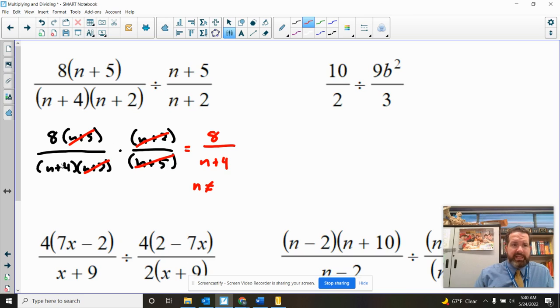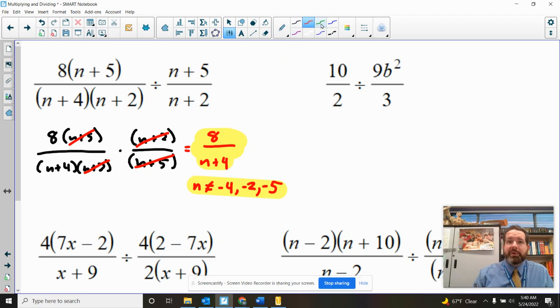I need to make sure that n is not equal to -4, -2, -5. And I'm also going to remember I have to check up here, because this used to be in a denominator. So that would be -2. I've already got a -2 listed, though, so we're okay. So the reduced expression, together with the restrictions, that's your overall answer.